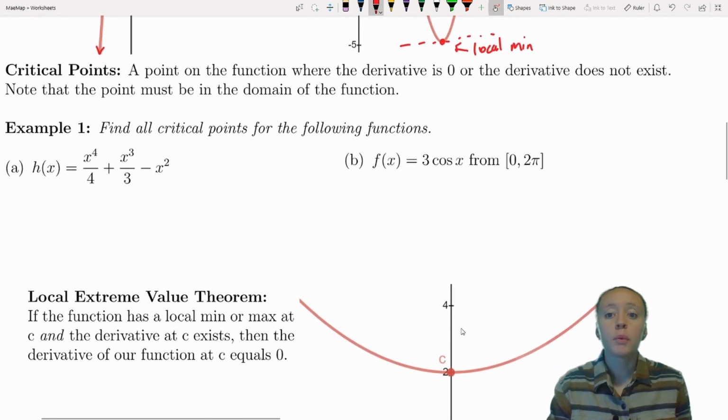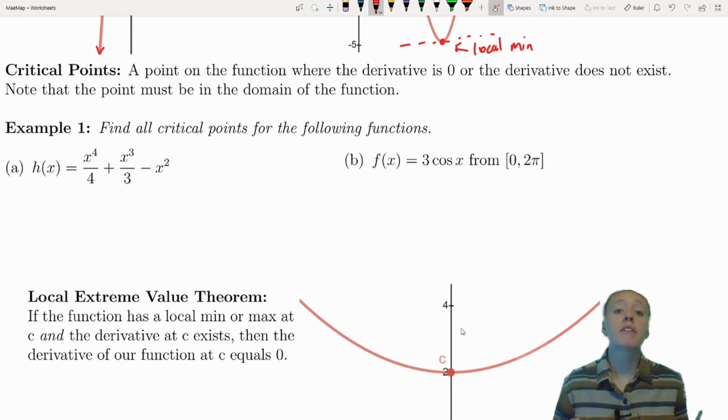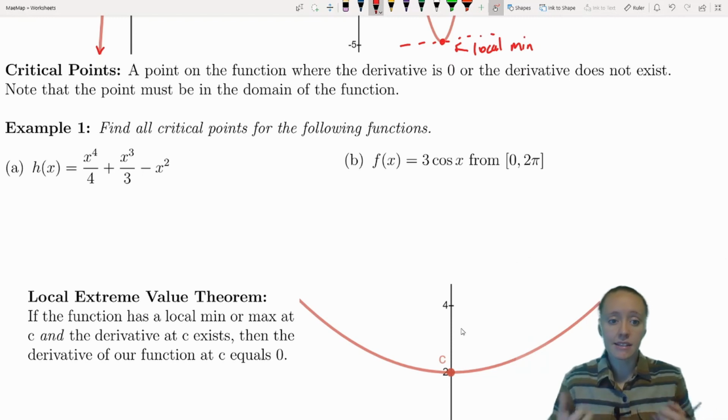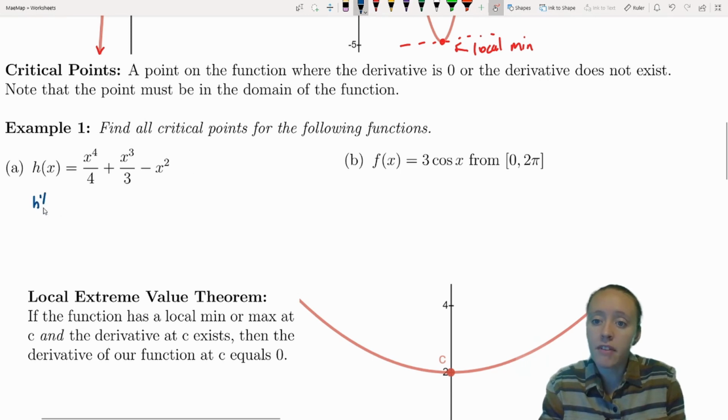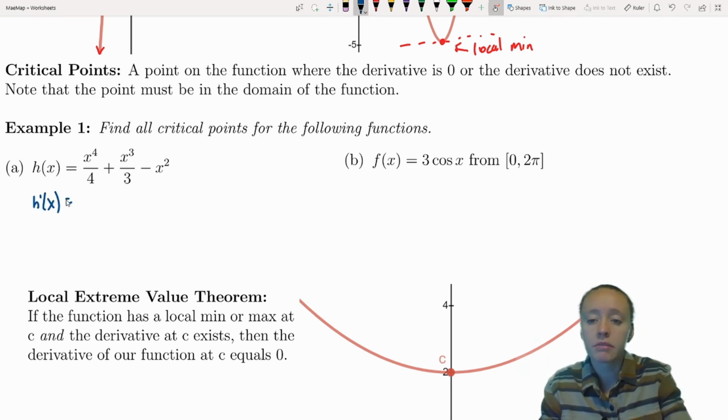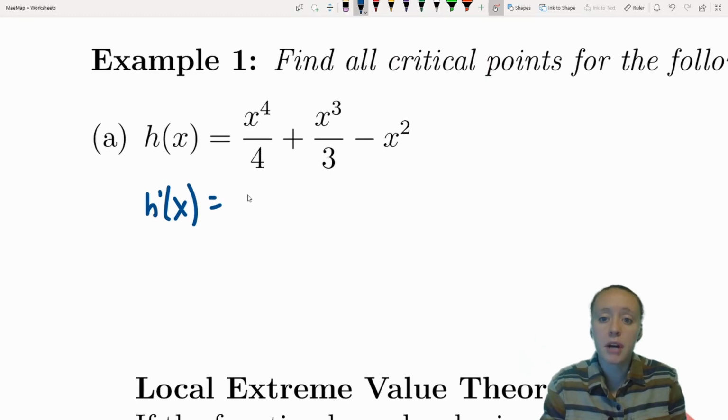So in example 1, we're going to find all the critical points for the following functions. Again, for a critical point, we're going to take the derivative and set it equal to 0, or see when the derivative is undefined. So for h of x, taking that derivative, we'll do h prime of x, and I'll go ahead and zoom on in. Taking the derivative, h prime of x is 4x cubed over 4 plus 3x squared over 3 minus 2x.